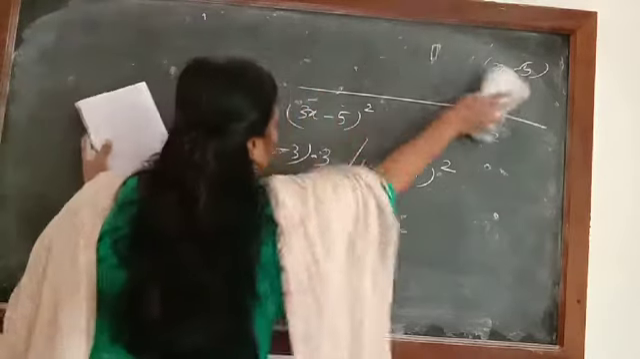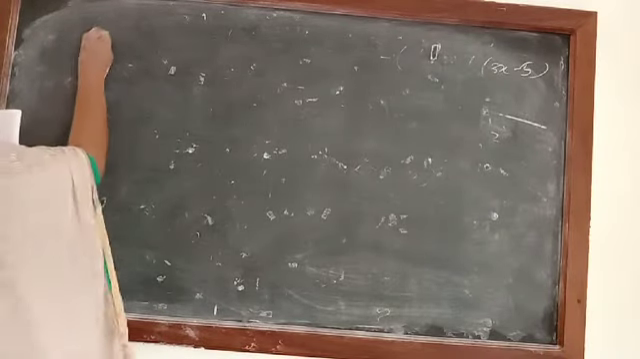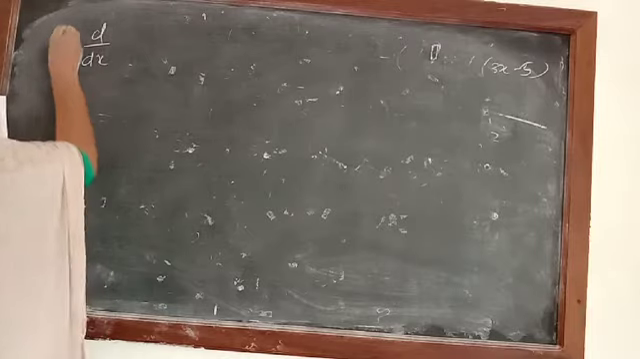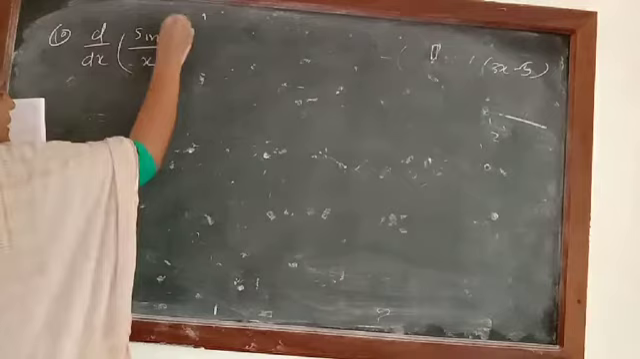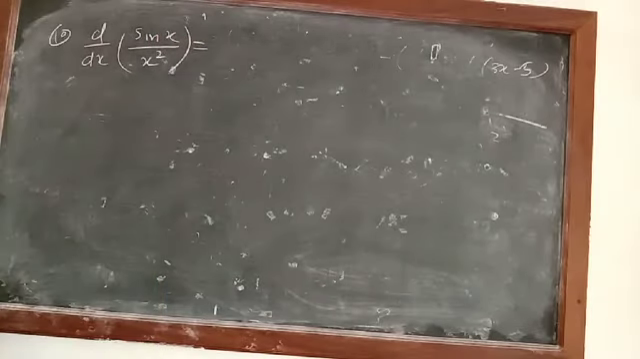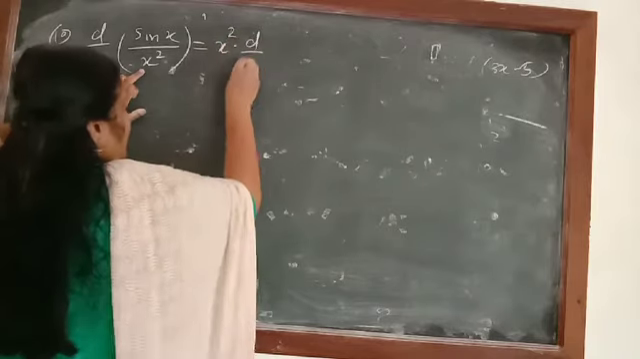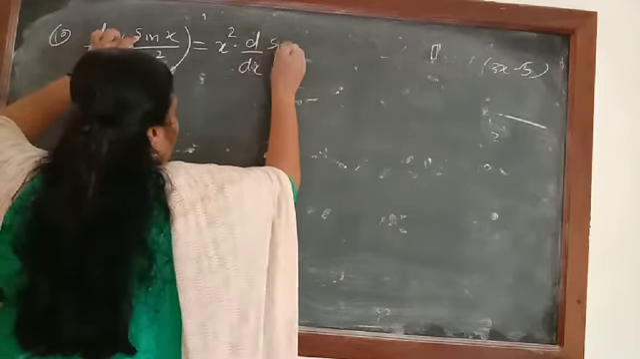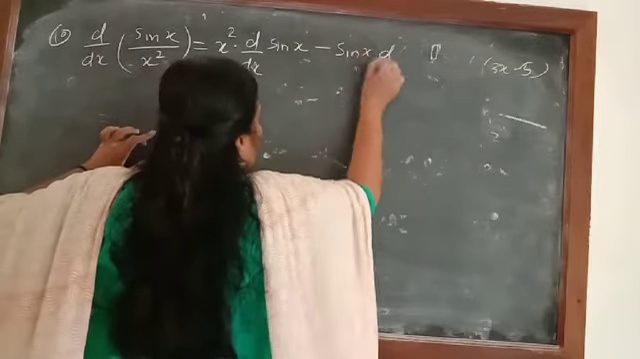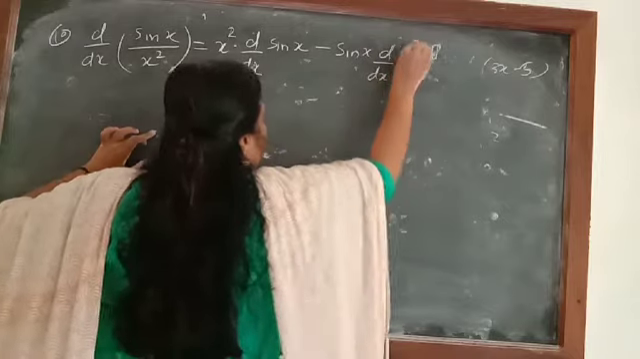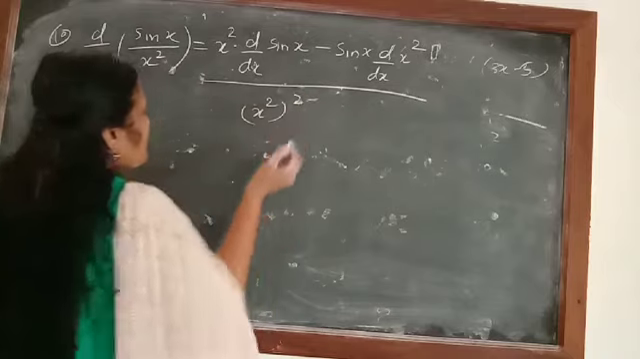Next, write down question number 10: d by dx of sin x by x square. So again we use the quotient rule there. Okay. So now according to the formula, what will come? Yes, denominator into differentiation of numerator, that is sin x, minus numerator sin x into differentiation of denominator, whole divided by denominator the whole square.